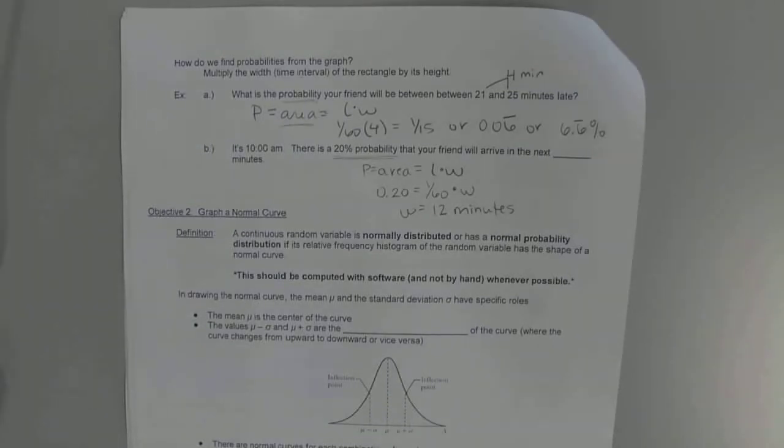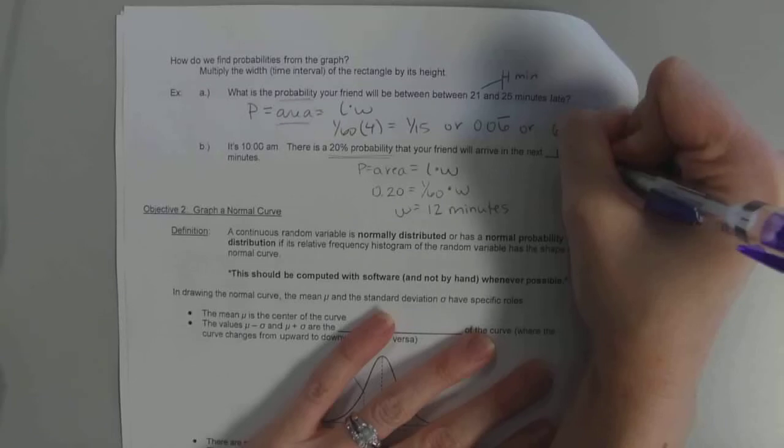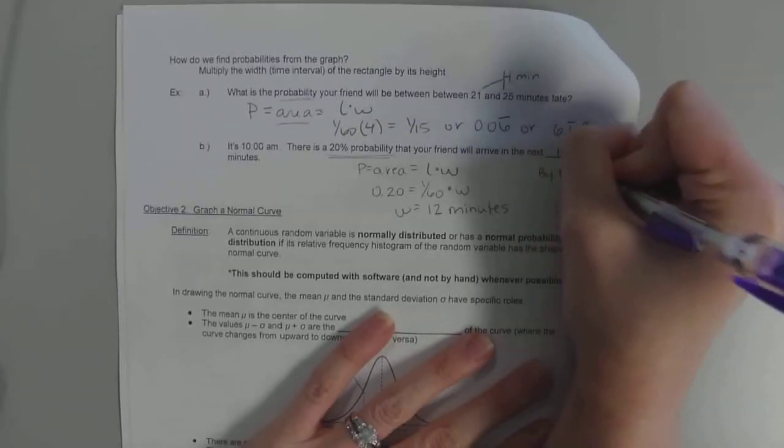Do you guys agree that 12 minutes is a fifth of an hour? How good are we with our 12s, right? 12 times 5 is 60. Sometimes our 12 times table is not the best. So hopefully that makes sense. We shaded 20% or a fifth of our graph, right? So 12 minutes is a fifth of an hour. So he's going to show up in the next 12 minutes, aka he's going to show up at 10:12.